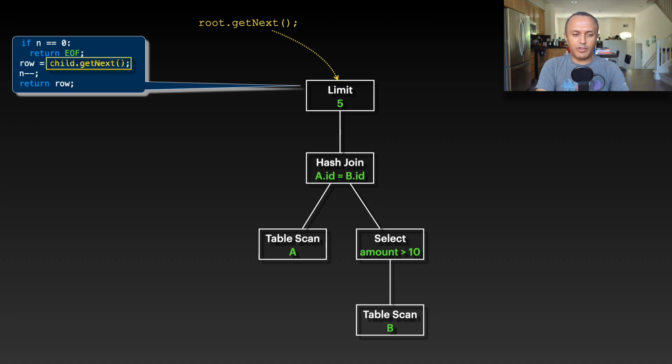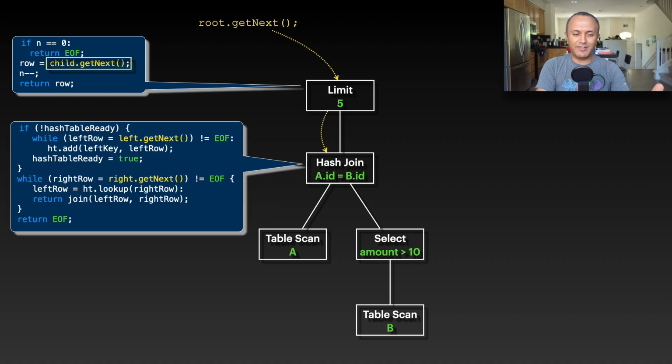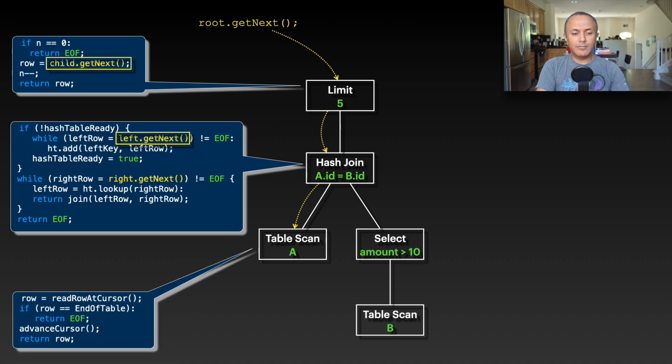It will start by calling getNext on its child, similar to what we have seen before in the materialization model, right? So the child is a hash join, which needs to call getNext on its left side. This is a table scan. When we call getNext on the table scan, it will set up the cursor and all that, and then we'll start returning the row at the cursor position. So that row will go up to the hash join node.